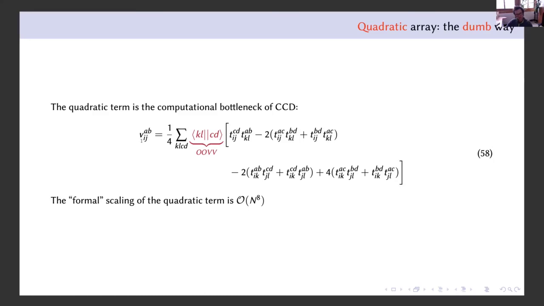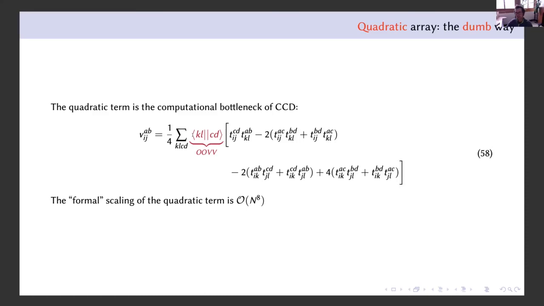I have to compute all the i, j, a, b elements, okay? But I also need to sum over k, l, c, and d. So that's going to cost me n to the 4 times n to the 4. So it's n to the 8th calculation formally. Okay, and that's not going to be nice.